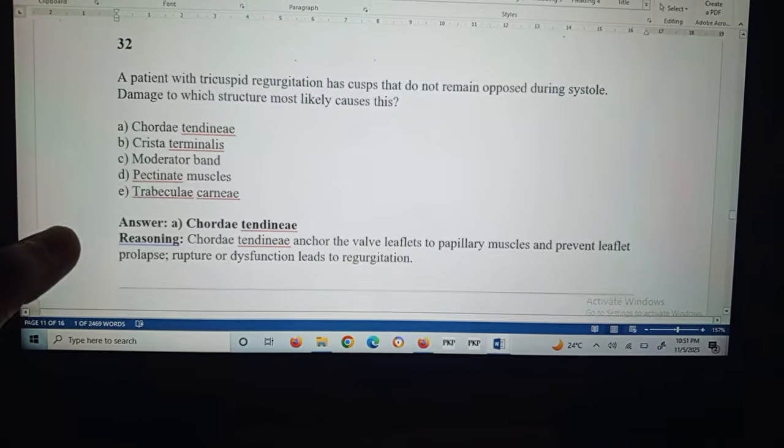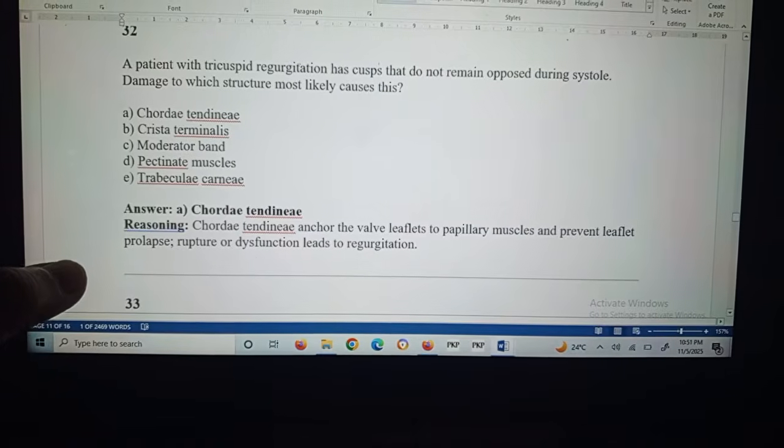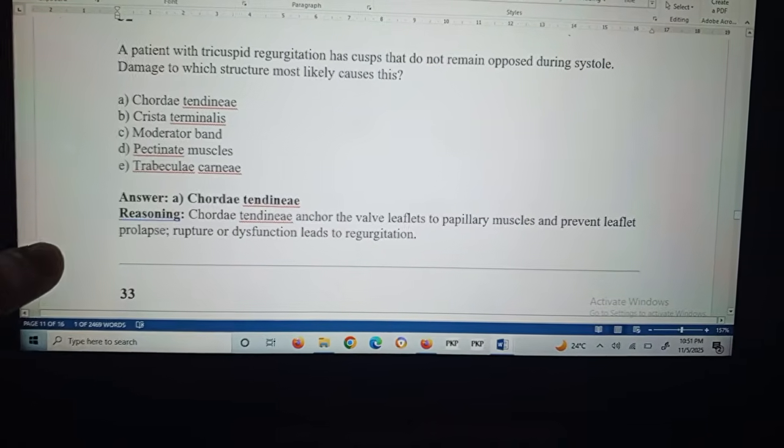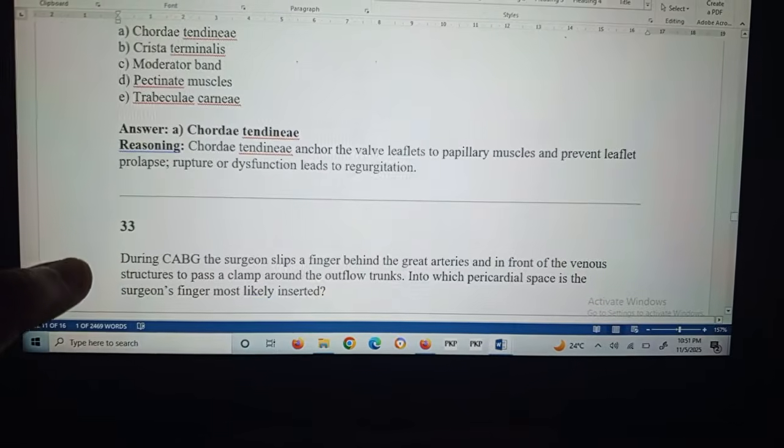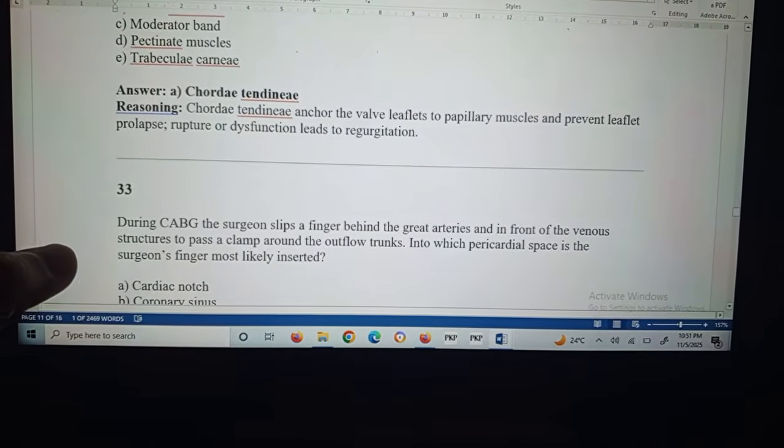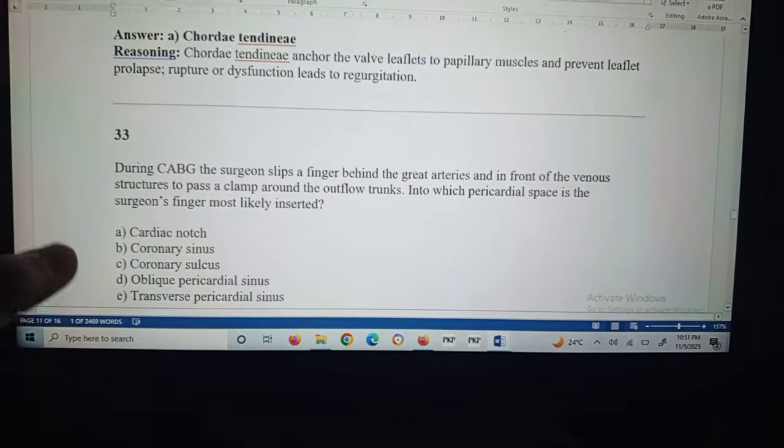A patient with tricuspid regurgitation has cusps that do not remain opposed during systole. Damage to which structure most likely causes this? Chordae tendineae, because chordae tendineae anchor the valve leaflets to papillary muscles and prevent leaflet prolapse. Rupture or dysfunction leads to regurgitation.